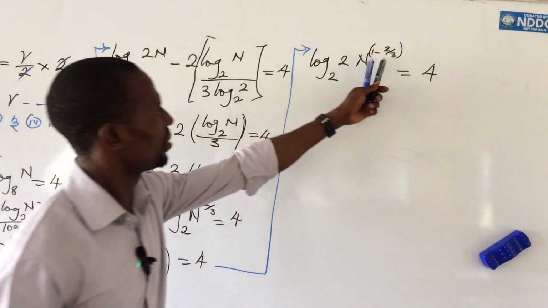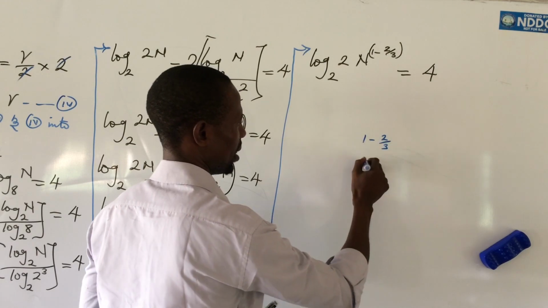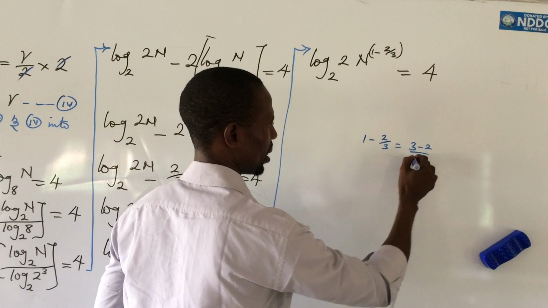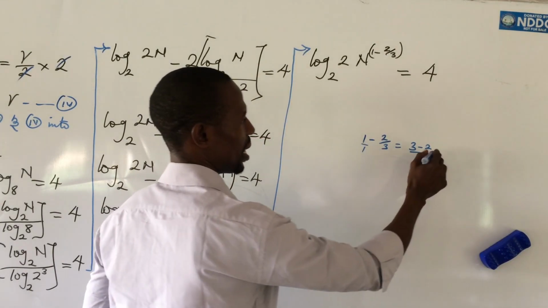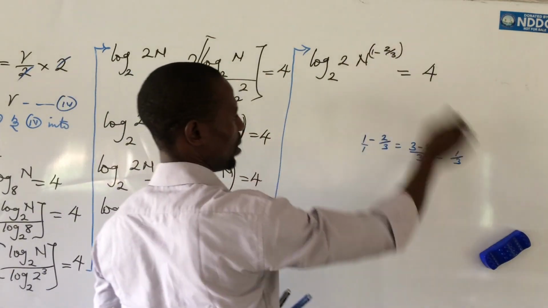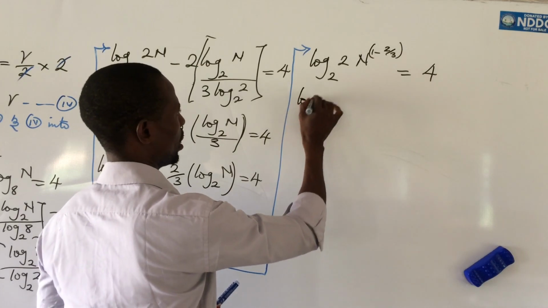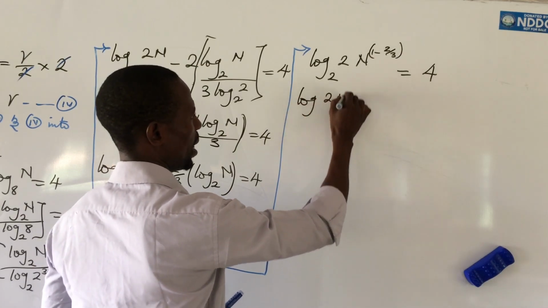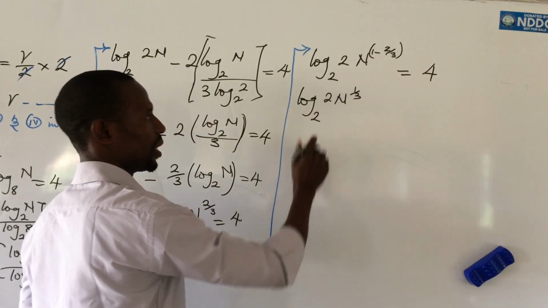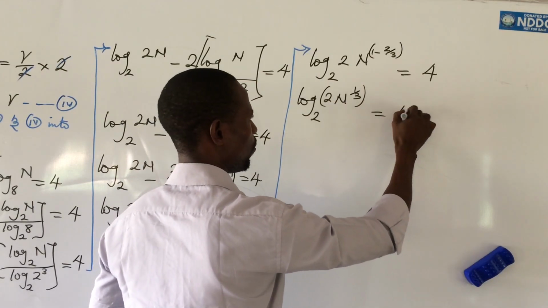Okay, if we simplify this expression we have here, 1 minus 2 all over 3, this will automatically give us 3 minus 2 all over 3 by taking the LCM, which in turn will give us 1 all over 3. So the whole of this will now give us log (2n to the power of 1 all over 3) base 2. Okay, let's put all this in bracket, equal to 4.